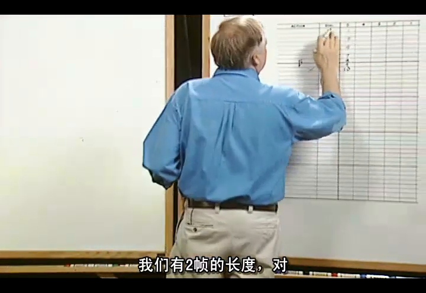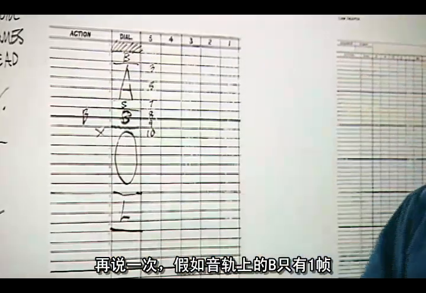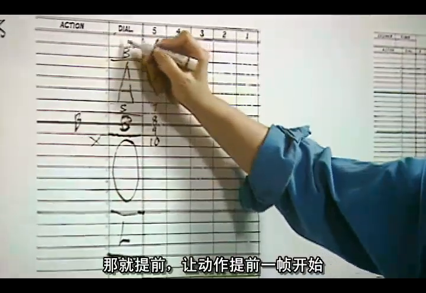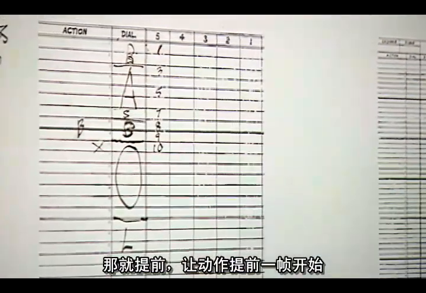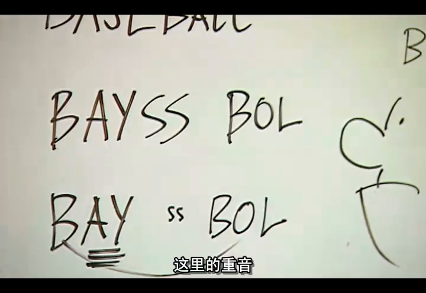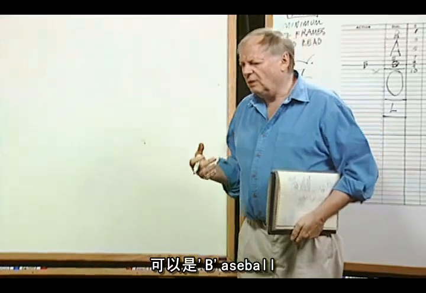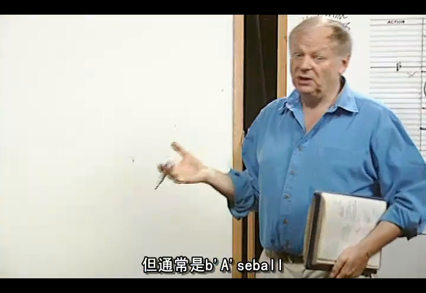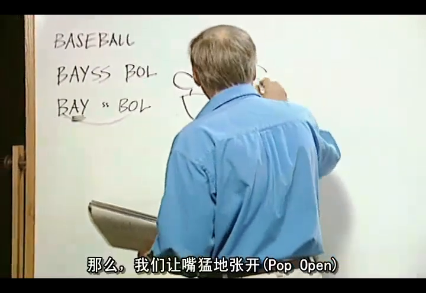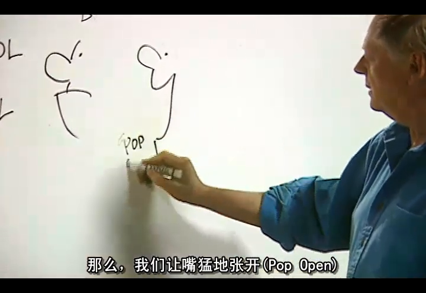We got two? Yeah. If the soundtrack wasn't, if that was the start of the B, I'd have drawing one and make the B start physically earlier to read it. So, and then we're going to hit bay. There's always also one accent. It's usually baseball. You hit the A stronger than the ball, generally. So we pop open.